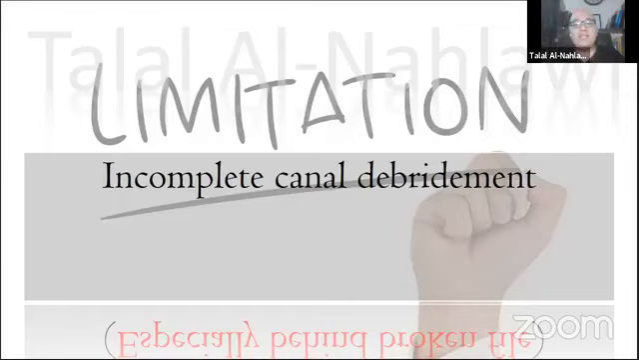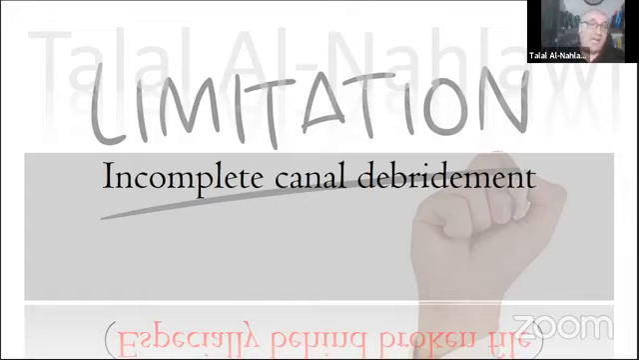The other limitation is incomplete canal debridement. I believe 100%, of course, we have to clean the canal till we reach the portal of exit, which is at the end of the root canal. But it is not the same scenario in all cases. Sometimes we have the portal of exit at the lateral, we have lateral canals. So it is not that we only have to go till the end. We can also have something.